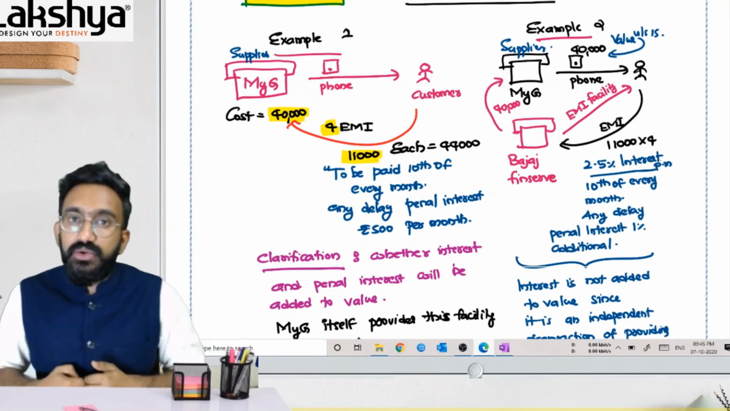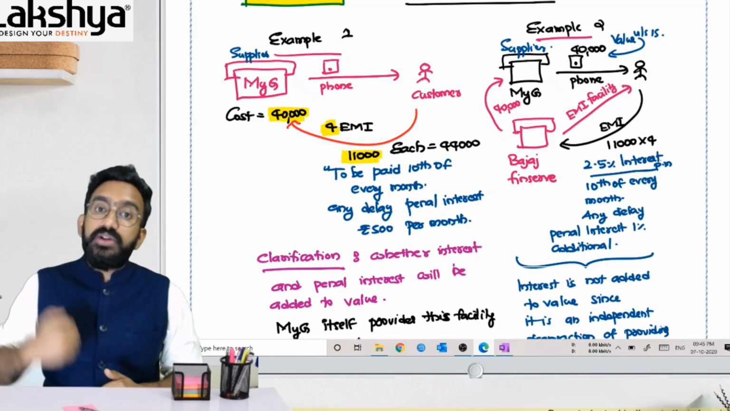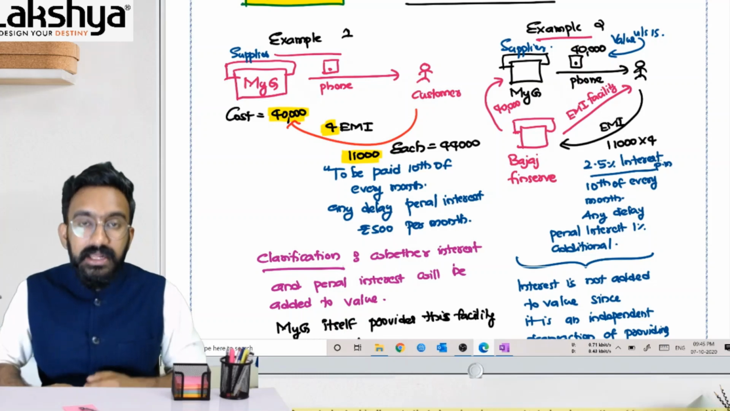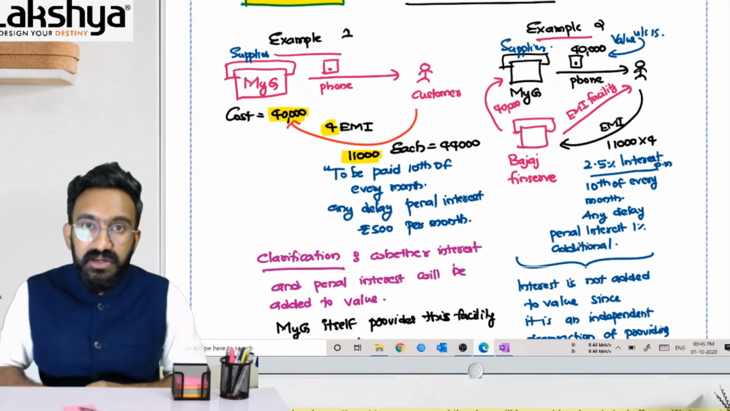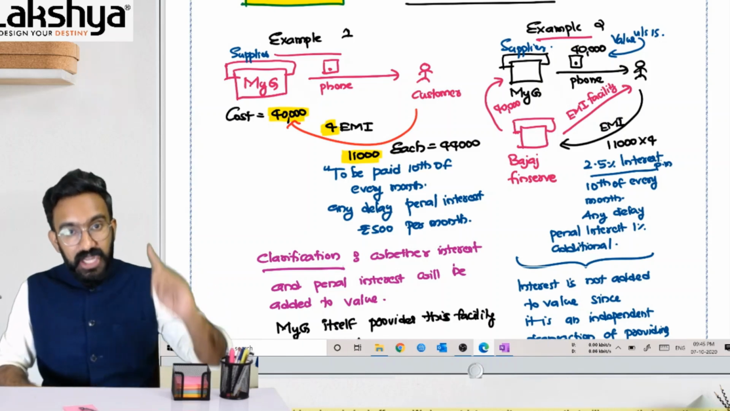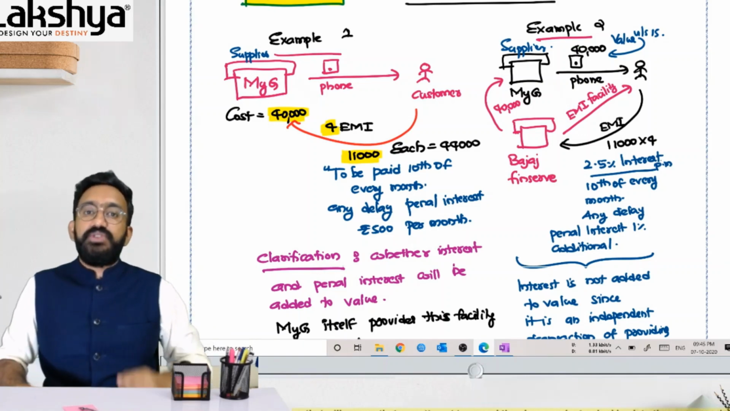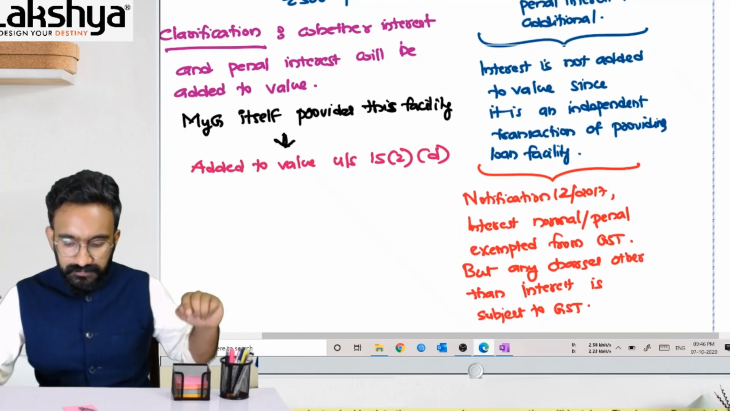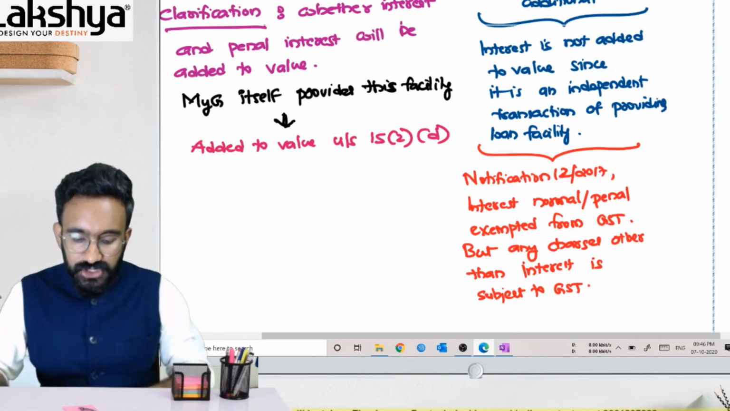The interest of 4,000 will be considered a separate activity of interest payment for loan services from Bajaj Finserv, which will be in the category of a separate contract wherein there is a service of extending loans or advances insofar as the consideration is represented by way of interest or discount, which is given in notification 12, wherein there is an exemption for that. So when Bajaj Finserv is not a supplier of goods, they're just providing loan services, that interest is exempted from GST. So interest is not added to the value in the second example. You can look at the notes because it's an independent transaction of providing a loan facility. There's a notification which says such interest will be exempted.